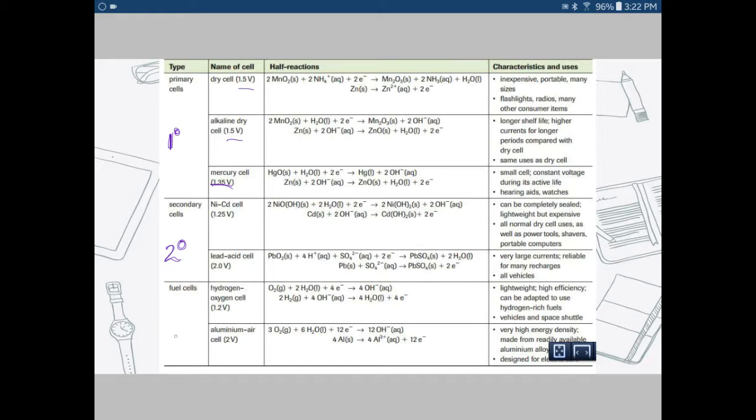We have our fuel cells. With fuel cells, we're dealing with either a hydrogen-oxygen cell or an aluminum air cell. Now, these are lightweight and highly efficient, and we use these in some vehicles and space shuttles. Our aluminum air cell has a high energy density, is made from available aluminum alloys, which are very common, and is fairly efficient here. Again, you'll see a higher voltage here than in other examples that we've looked at, and that's an important thing in fuel cells because you need a great deal of fuel from those cells.